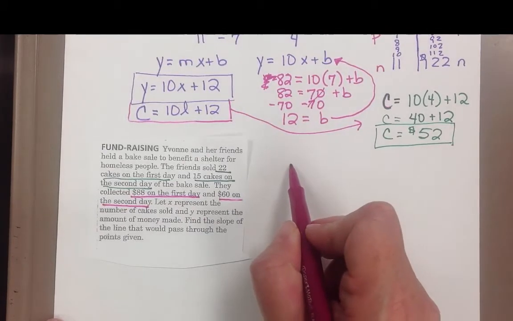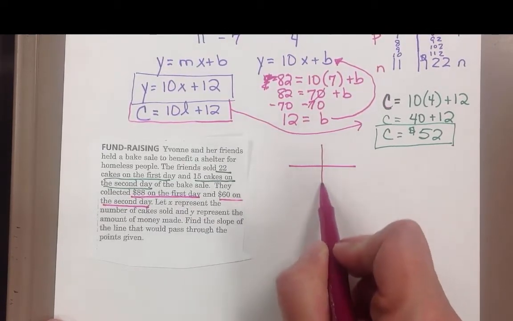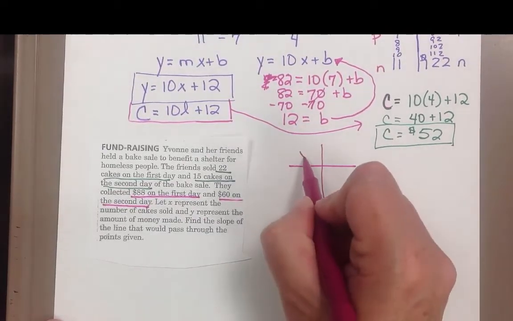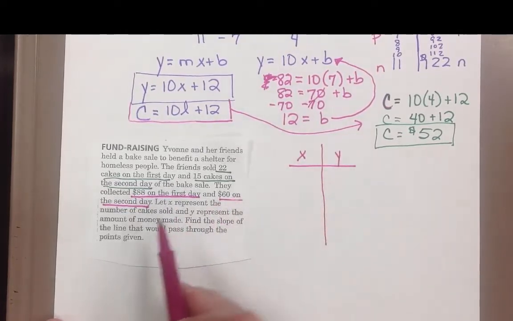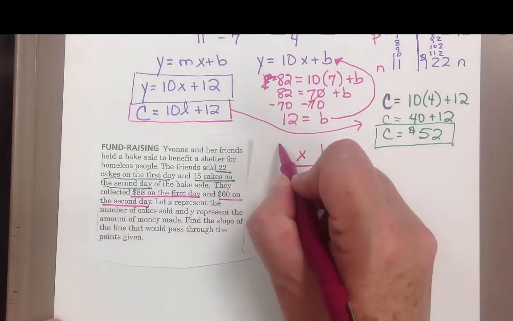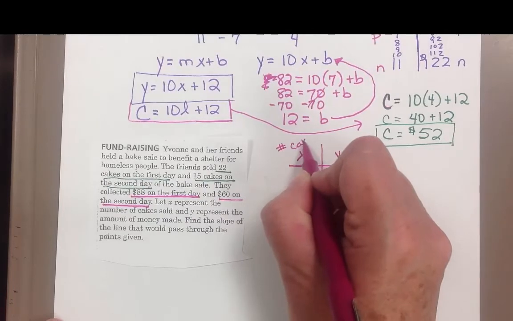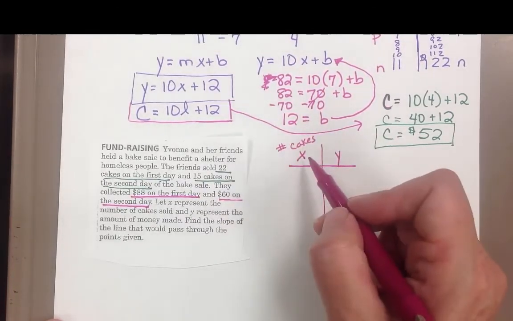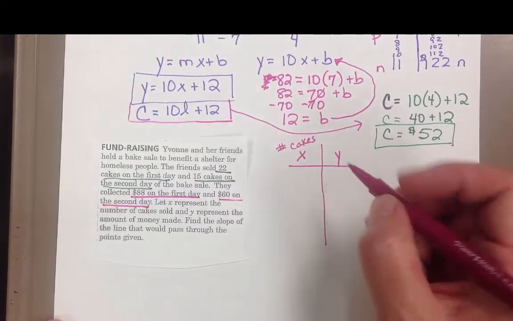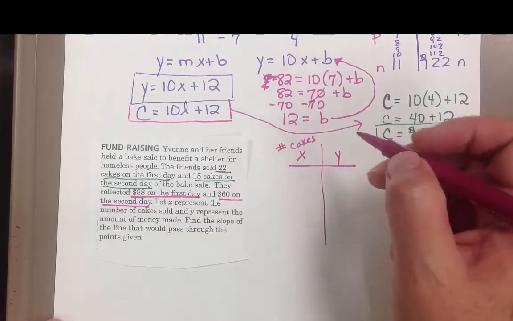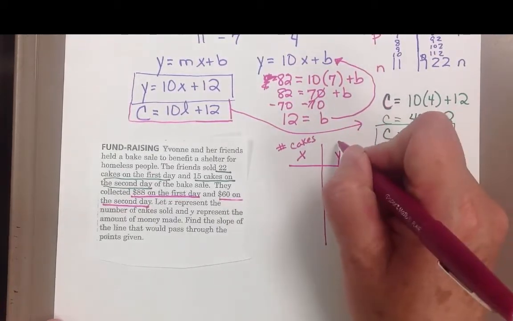Okay, how about we start out with a data table. They tell us to use x and y this time, so that's going to be real easy. x is number of cakes. Labeling your data tables will make such a difference when you're trying to figure things out. And y is the amount of money.